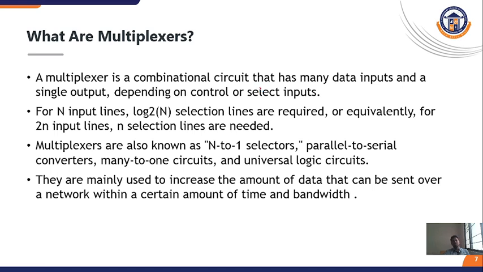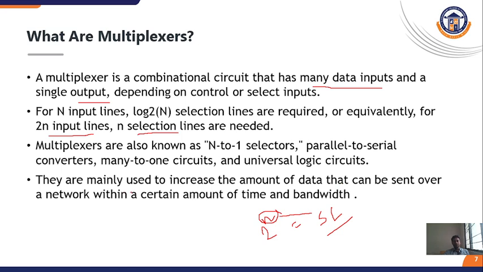So multiplexer is a combinational circuit that has many input lines and a single output. And there will be a selection line. So based on the selection lines, the input will be connected to the output. In general, there will be 2 power n inputs, and there will be n selection lines. If it is 2 power n inputs, then this power is the selection line, and there will be only one output.